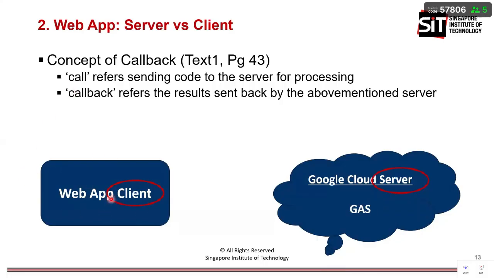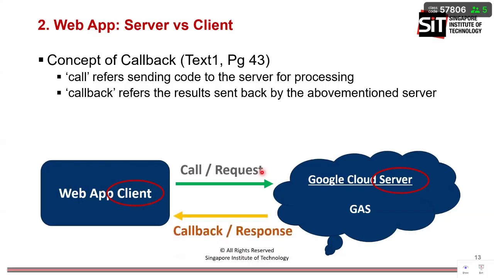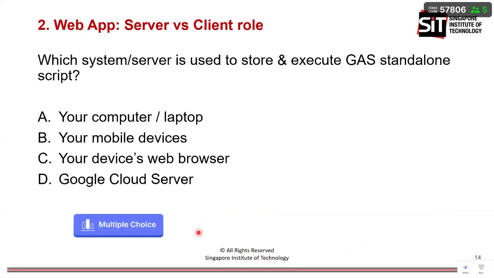We have client. Just now, or this morning, we talked about the MQTT client. So in terms of web app design, you have your web app client, and then we have your Google Cloud server. When the client sends data to the server, this is a call, or in some scenarios in the past, we talked about requesting data from the server. Call and request refer to the same thing, data flowing to the server, and then the response will be deemed as a callback.